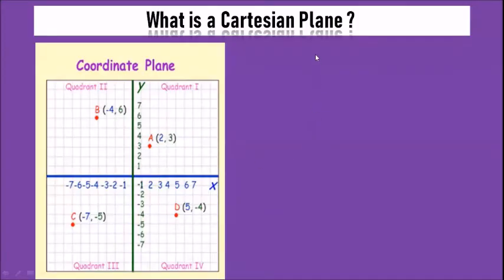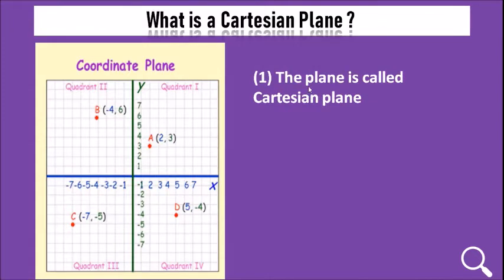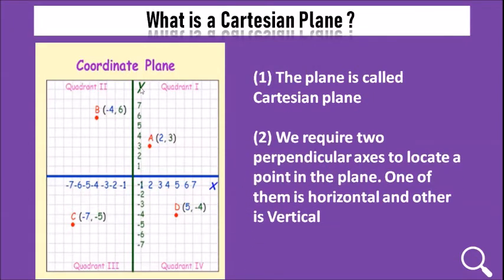Recalling what is a Cartesian plane, this is something that you have done in class 8, where we use the x-axis and the y-axis to divide the plane into four parts. So this is known as quadrant 1, quadrant 2, quadrant 3, and quadrant 4. This is known as x-axis. This is known as y-axis. Together, both of them together are known as AXES, and they are perpendicular to each other.